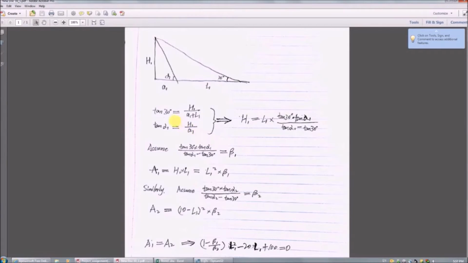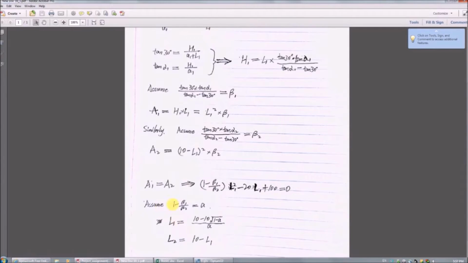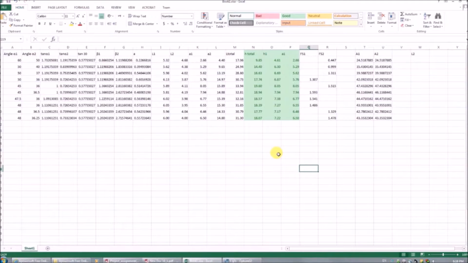According to these two equations, we can get h1, and we can assume this part equals beta 1, and then we can get area 1. Similarly, we can also get area 2. The area of slope 1 should equal the area of slope 2, so we can simply get L1 and L2. I created a spreadsheet to calculate L1 and L2.